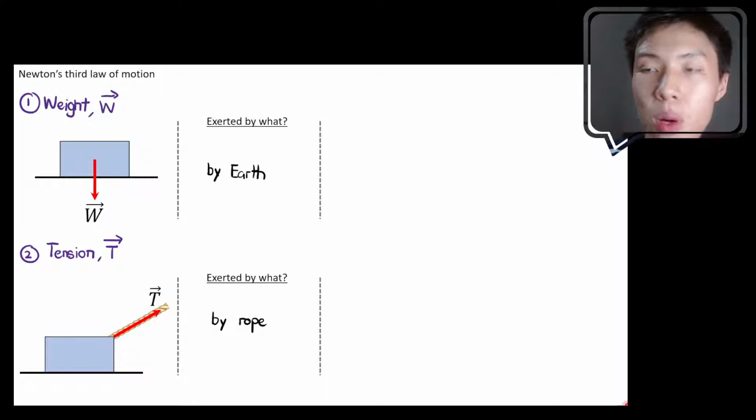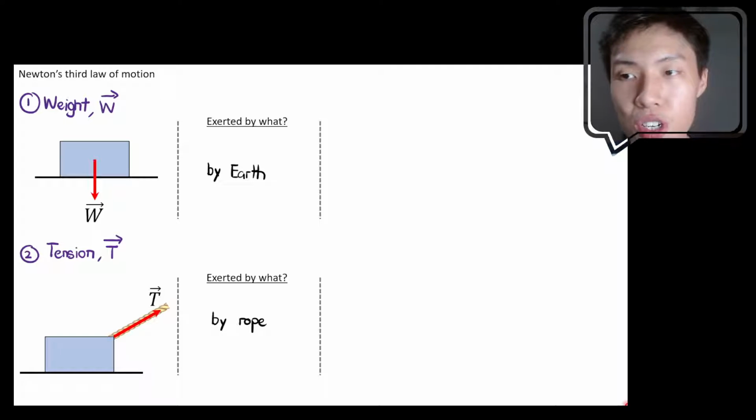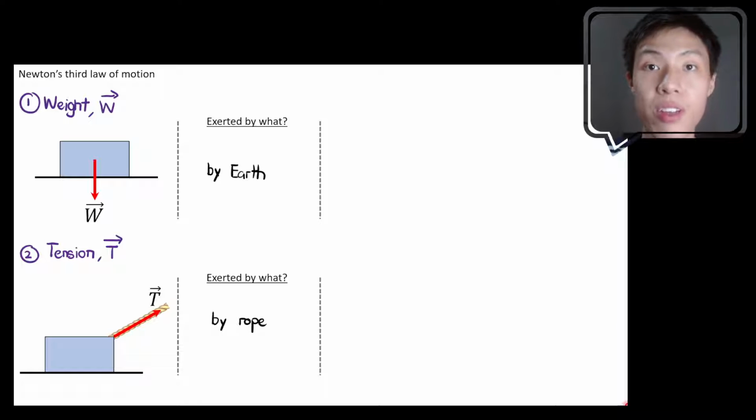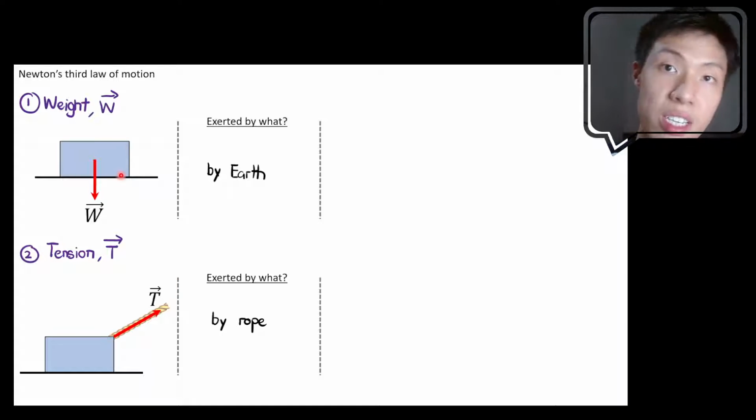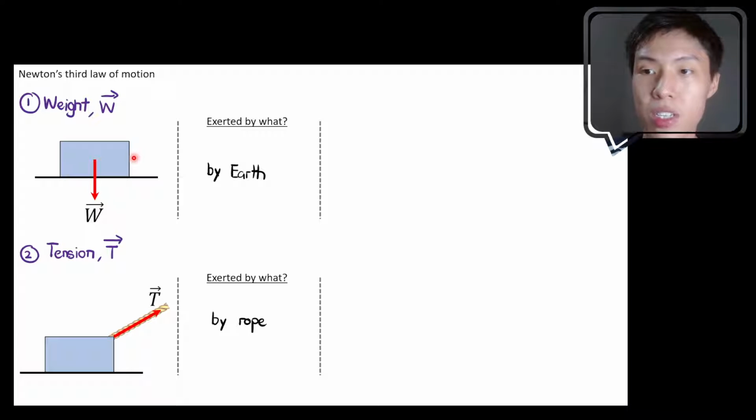Let's try to apply what we have just learned about Newton's third law of motion in a few situations from the videos on the 5 different kinds of forces we can observe in a macroscopic situation. Let's say today you place a block near the surface of Earth, and because it has mass and is near the surface of Earth, this block will experience a weight, right? So weight will be the gravitational force exerted by the Earth on this block. So this weight is by the Earth on the block.